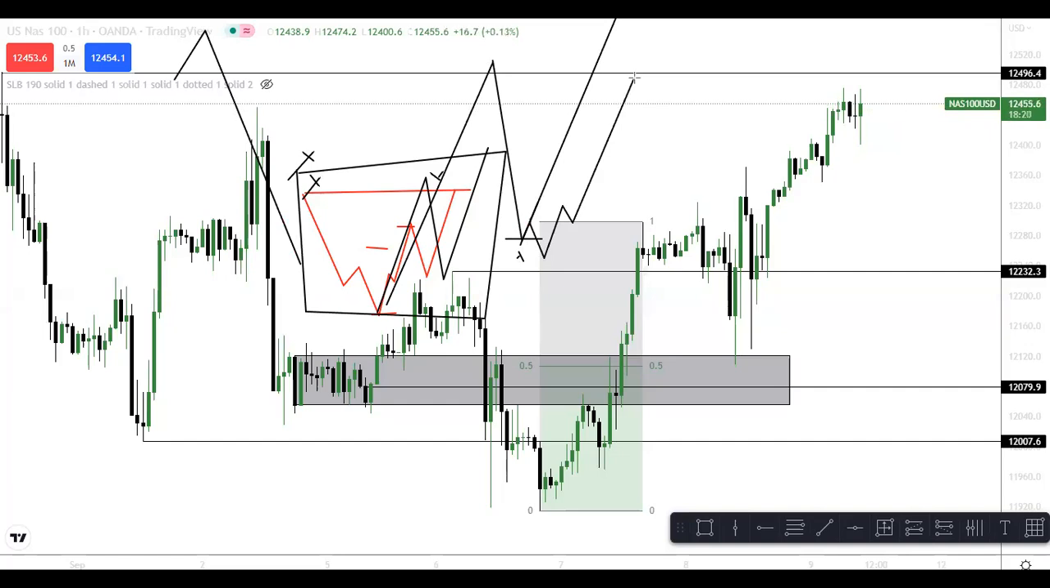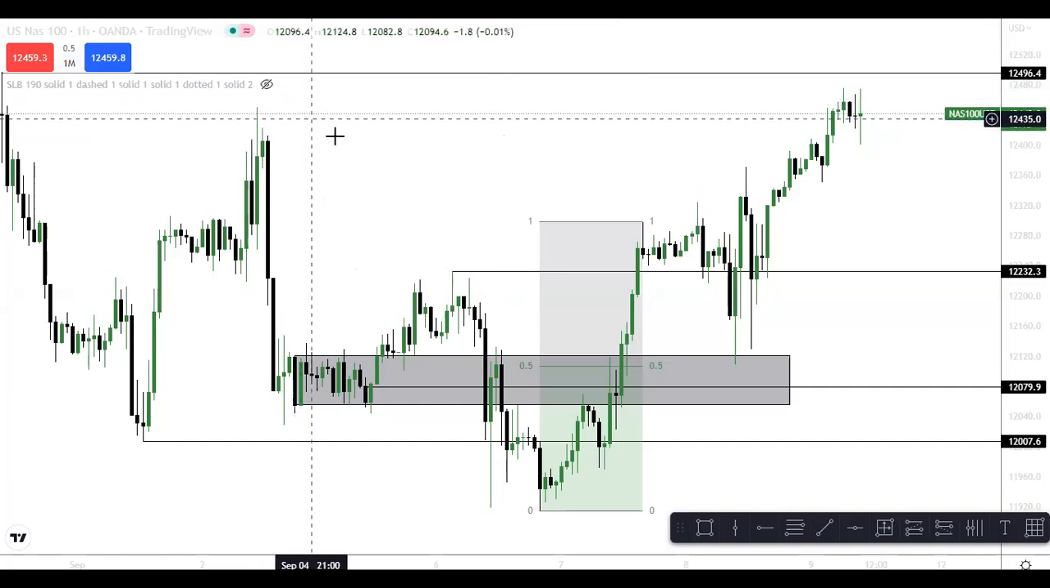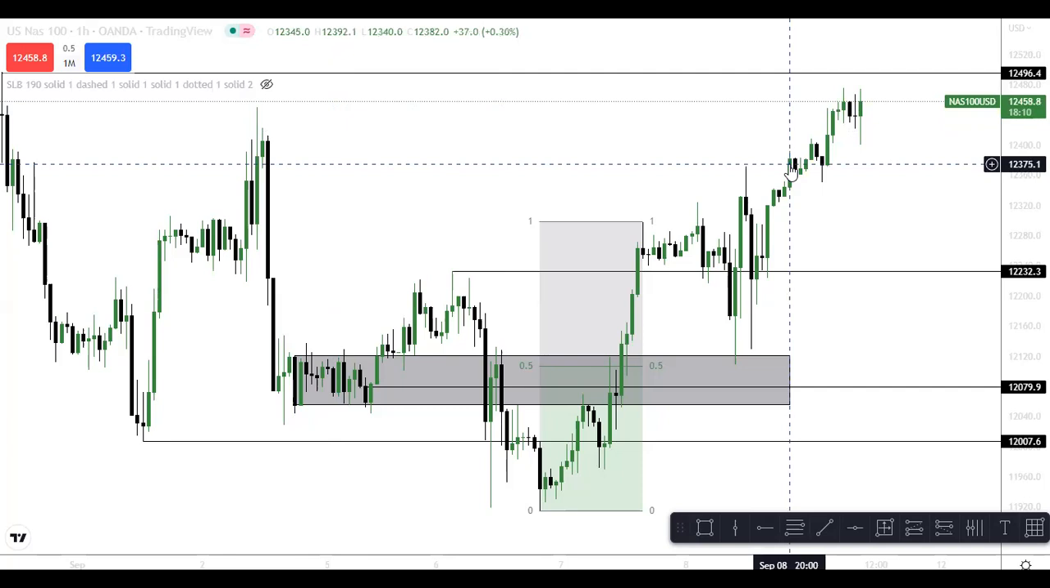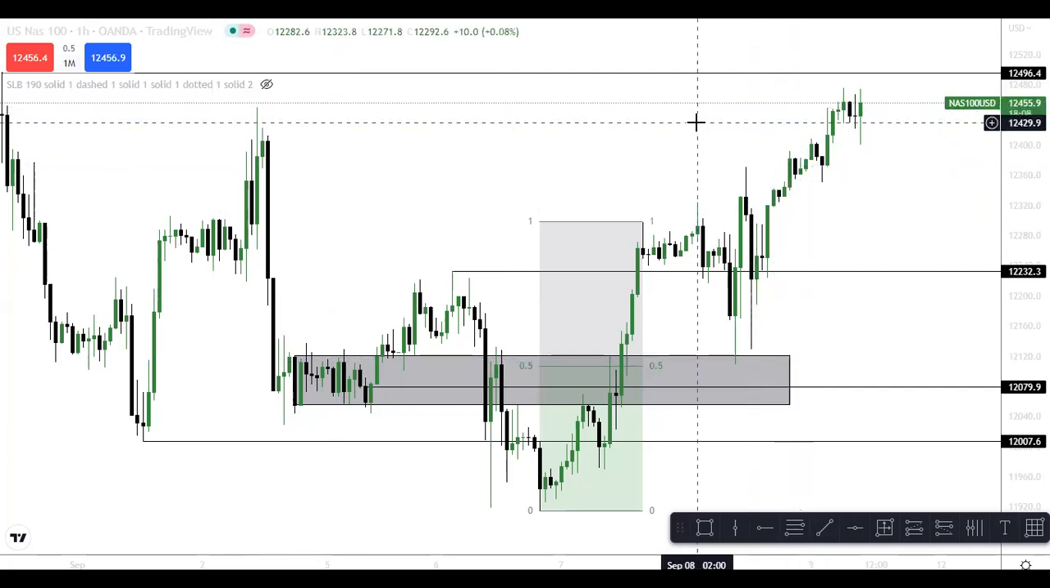So that's it for NAS H1. Buy side liquidity draws up here. Dealing range already framed. We're already outside of the dealing range. The expansion has already started. Let's look at that 1 minute chart.